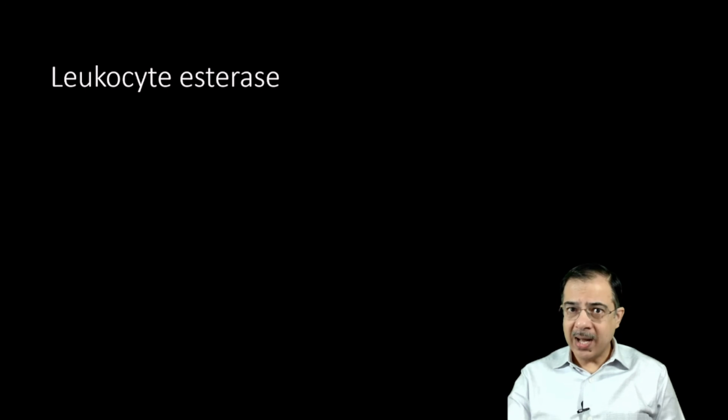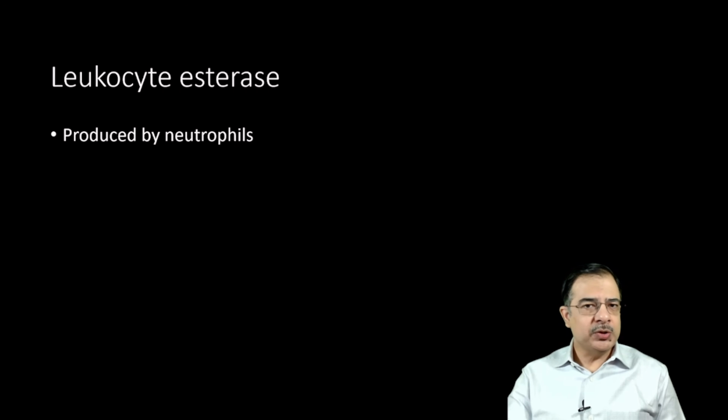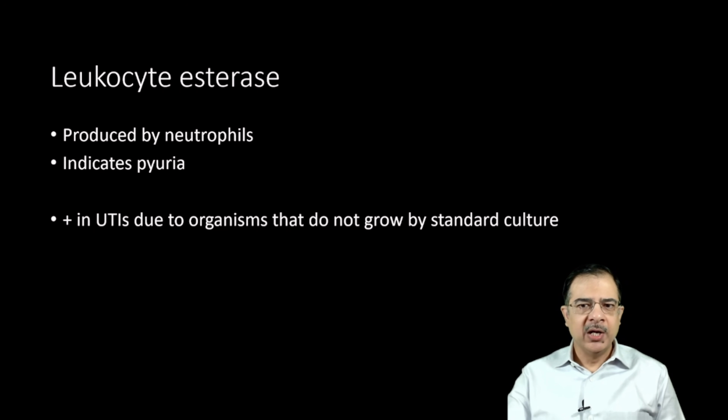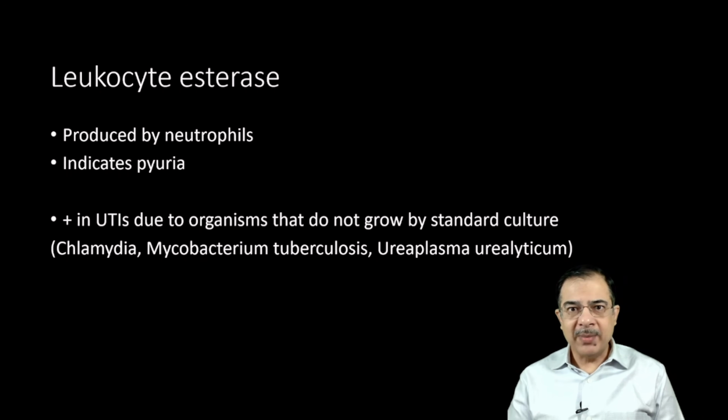Leukocyte esterase, again a marker of urine infections. It is produced by the neutrophils. It indicates pyuria, lots of WBCs, meaning it is leukocyte esterase positive. So it can be positive in UTI from those bacteria which are not grown in a standard culture, atypical bacteria like chlamydia, Mycobacterium tuberculosis or Ureaplasma urealyticum. In these, the standard cultures are negative, but leukocyte esterase will be positive.